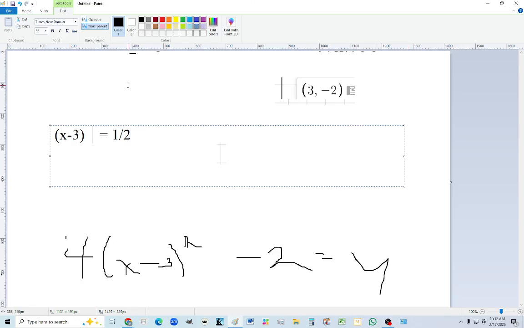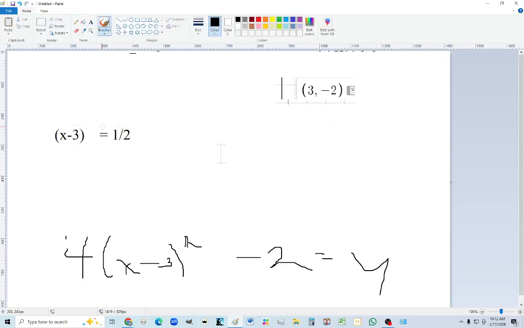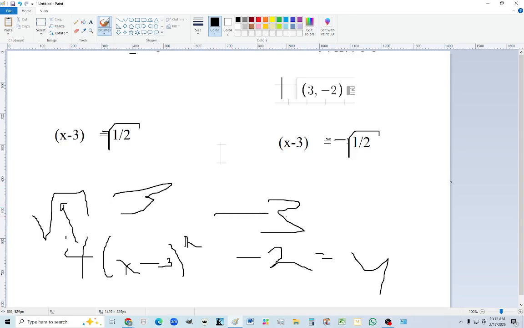Here's a trick with square rooting. Whenever I do a square root, I had to get rid of that square, so I square rooted both sides. There's a positive version, and there's a negative version. Why? Because the square root of 9, for instance, has two answers, 3 and negative 3. That's because if I were to square negative 3, I would still get 9. If I was to square 3, positive 3, I still get 9. So there's always a positive answer and a negative answer when we square root something.